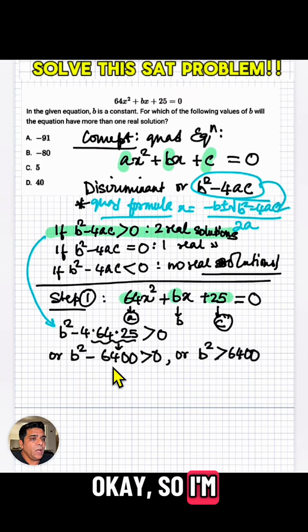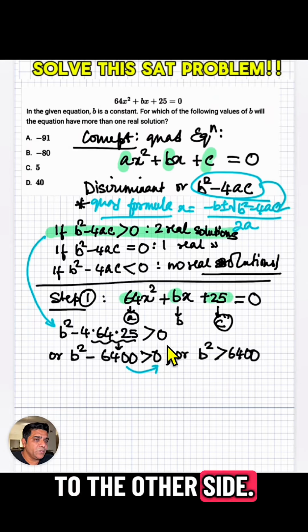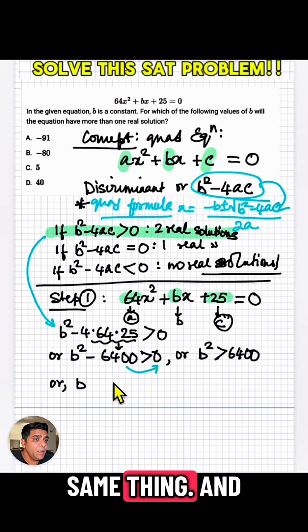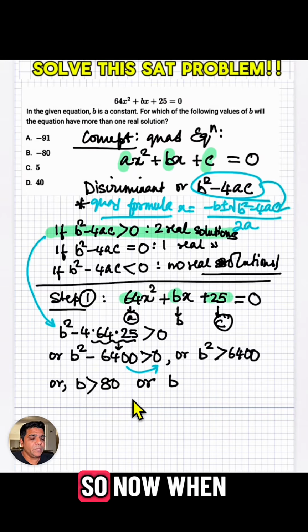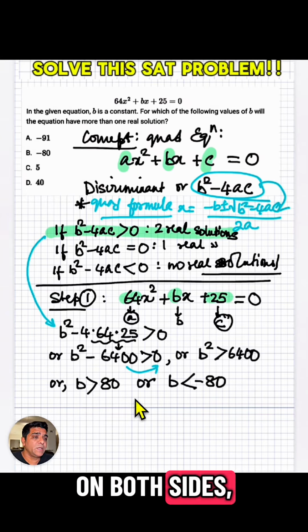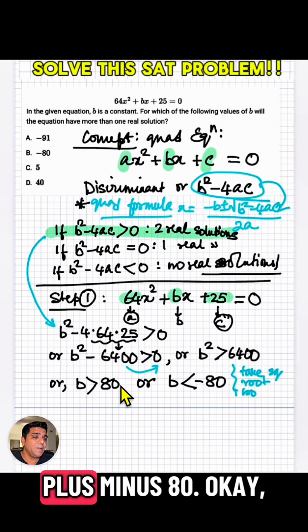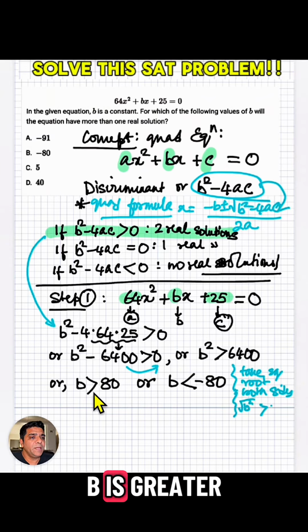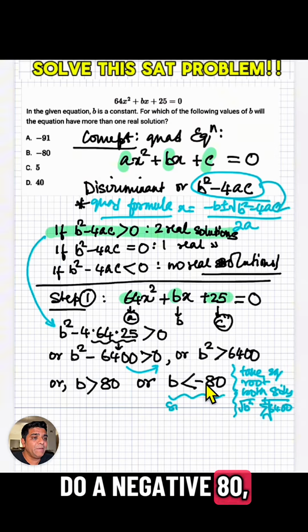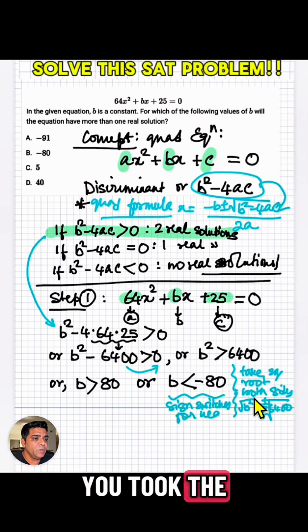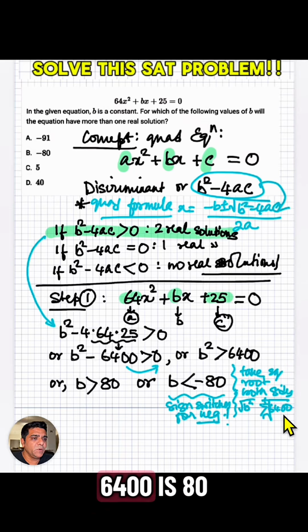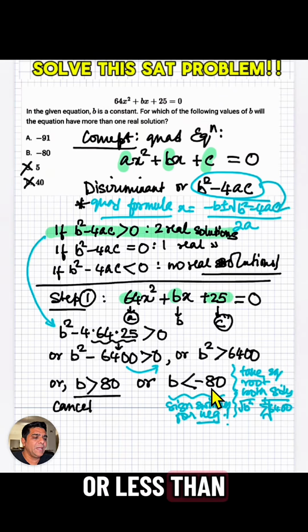Okay, so I'm going to take this and bring it to the other side, or add 6400 to both sides, same thing. And now we have b squared is greater than 6400. So now when we take the square root on both sides, the square root of 6400 is 80, plus or minus 80. So plus is b is greater than 80, or when you do negative 80, you have to flip the sign. So when you took the square root, you got plus or minus the square root of 6400, so b is greater than 80, or less than negative 80.